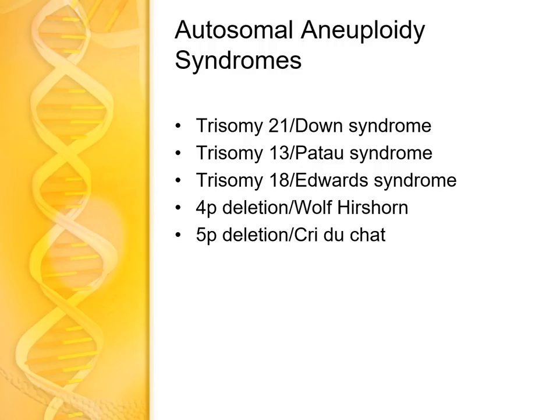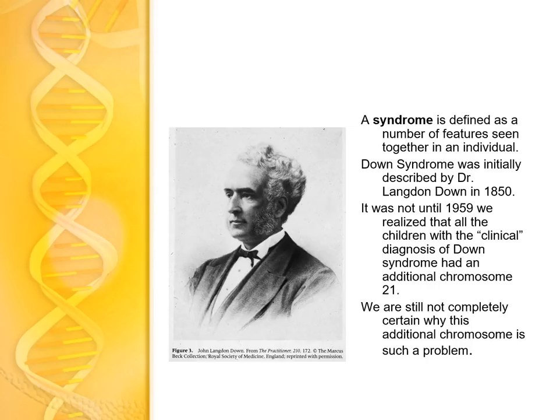So autosomal aneuploidy syndromes include trisomy 21 or Down syndrome, trisomy 13 or Patau syndrome, trisomy 18 or Edwards syndrome, 4p deletion or Wolff-Hirschhorn, and 5p deletion or Cri-du-chat. A syndrome is defined as a number of features put together. Sometimes it's genetic, sometimes it's not, but all the word syndrome means is a number of features put together.